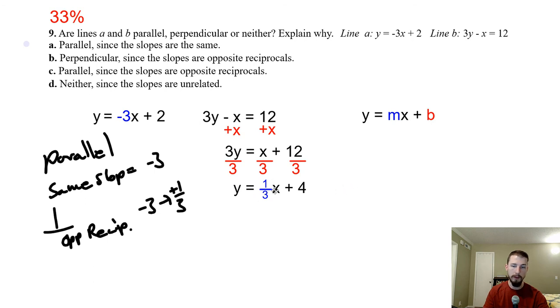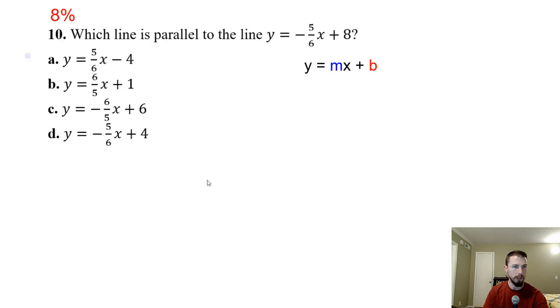All right, so we have a positive 1/3 and a -3. Now, are those the same slope? No. Are they opposite reciprocals? Yes, because as we said, the opposite reciprocal of -3 is positive 1/3, and the opposite reciprocal of positive 1/3 is -3. So they are opposite reciprocals, so they are perpendicular, so the answer is B. I guess most of you thought they weren't related, so you probably made some error with the algebra here, or you didn't realize those two were opposite reciprocals, and they totally are.